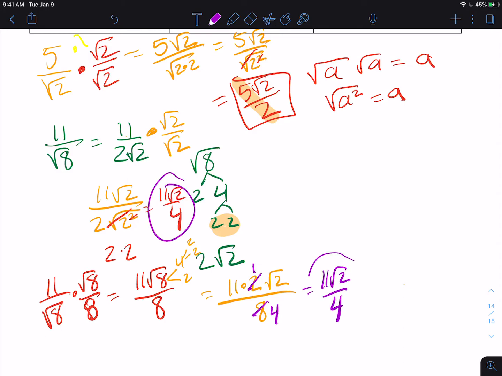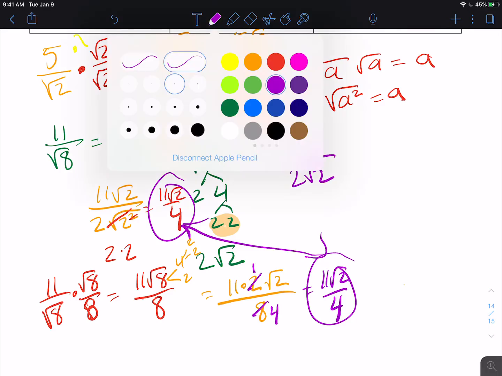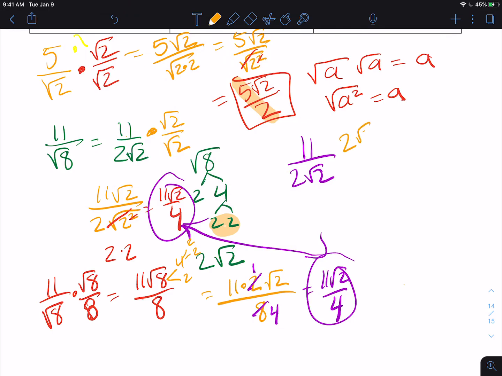So notice we got the same answer, but I think it maybe is a little bit easier if you simplify your radical first and then just multiply by the root. Now, just so you are aware, I also could have done 11 over 2 root 2. I could have also multiplied by 2 root 2 on top and bottom. Notice that's still 1. On top, I would get 22 root 2. On bottom, I would get 2 times 2 times root 2 squared.